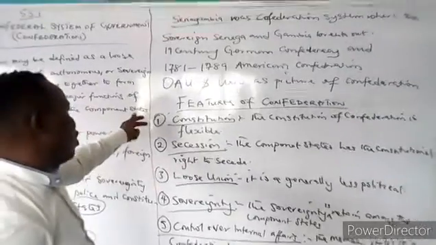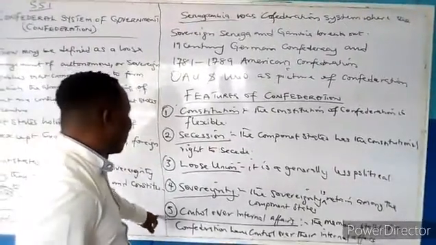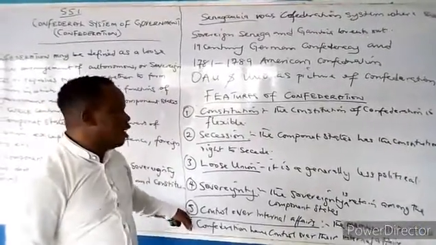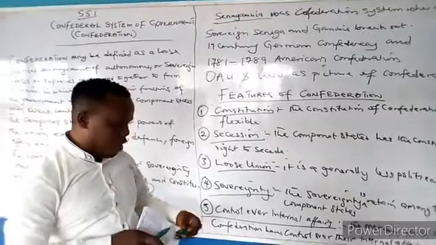Because of time, we are going to stop on these five features of confederation, and in our next class, we'll continue from there.